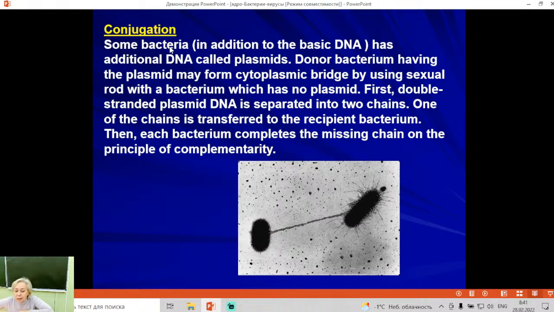So, conjugation. Some bacteria, in addition to the basic DNA, have additional DNA called plasmids. A donor bacterium having the plasmid may form cytoplasmic bridges by using a sex pilus with a bacterium which has no plasmid. First, double-stranded plasmid DNA is separated into two chains. One of the chains is transferred to the recipient bacterium. Then each bacterium completes the missing chain on the principle of complementarity.